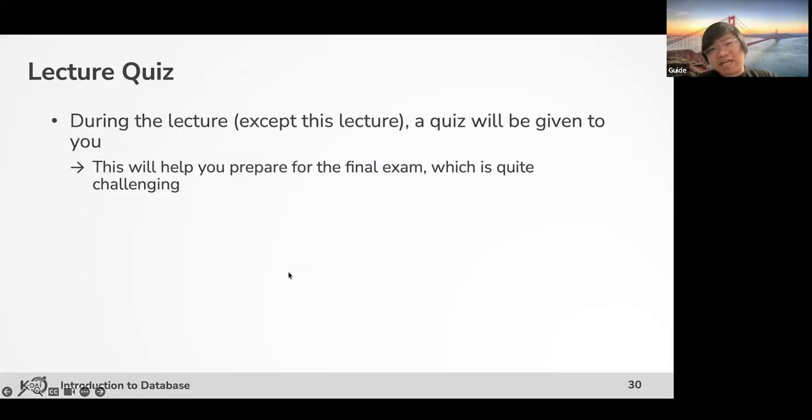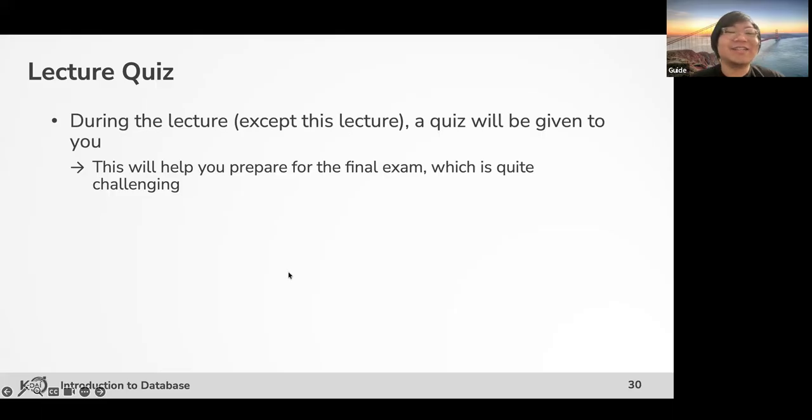In between the lectures, I will give you a quiz. It will be a small quiz that you need to do. It will be accumulated into 5% of your total grade. So it means that you may want to attend the lectures because the quiz will be on site, right? And these quizzes will help you prepare for your final exam because the final exam is quite hard, as I told you before.